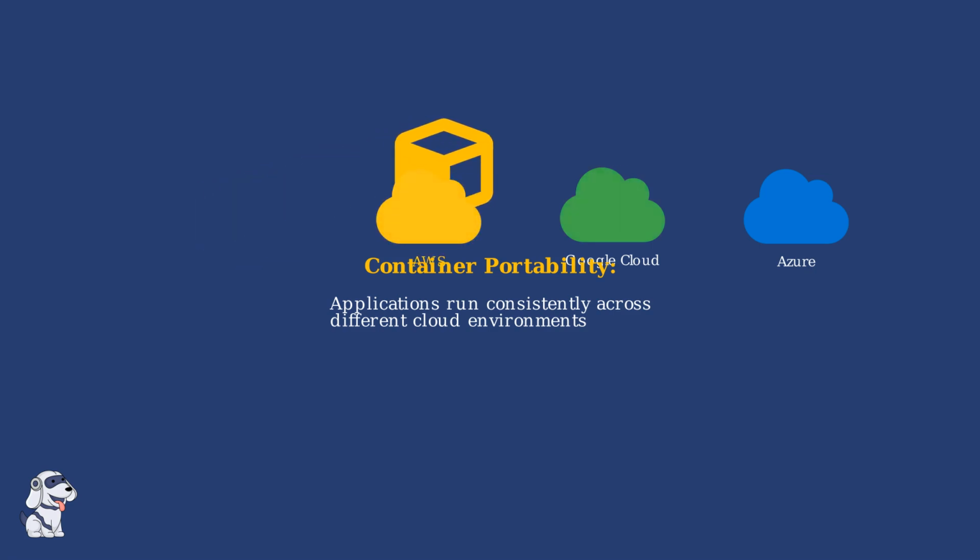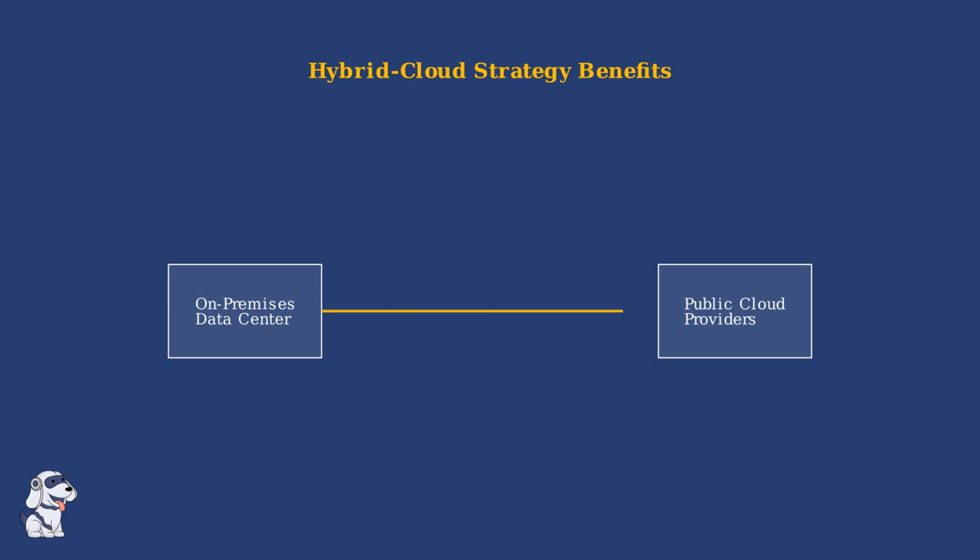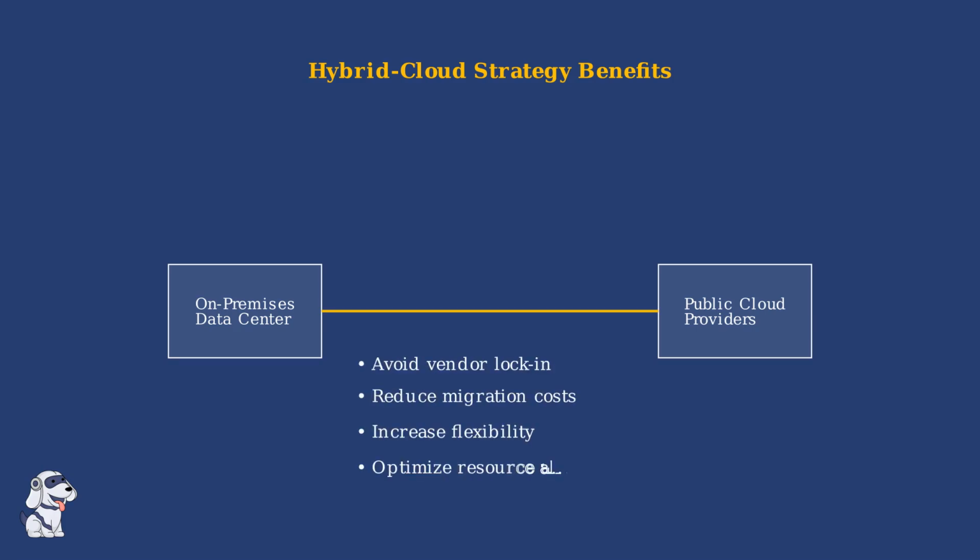This portability is achieved through standardized container runtimes and orchestration platforms like Kubernetes, which provide consistent interfaces across different cloud environments. Hybrid cloud strategies leverage this portability to create distributed architectures that span multiple cloud providers and on-premises infrastructure. Hybrid cloud strategies provide significant competitive advantages by combining on-premises infrastructure with public cloud services. This approach enables organizations to optimize workload placement based on performance, cost, and compliance requirements.